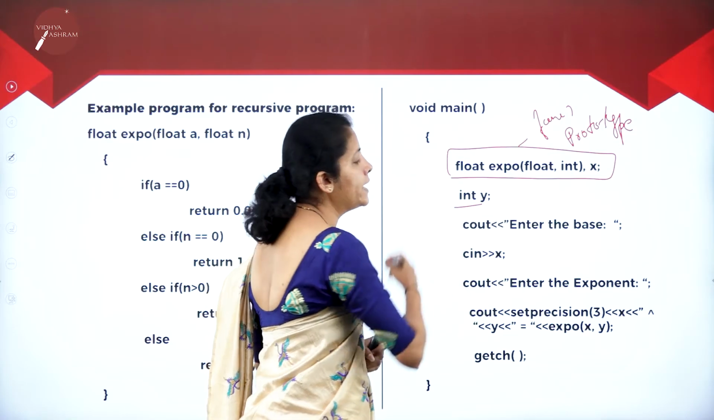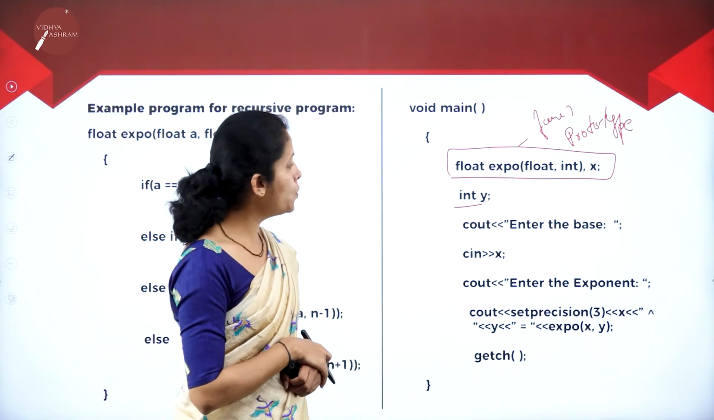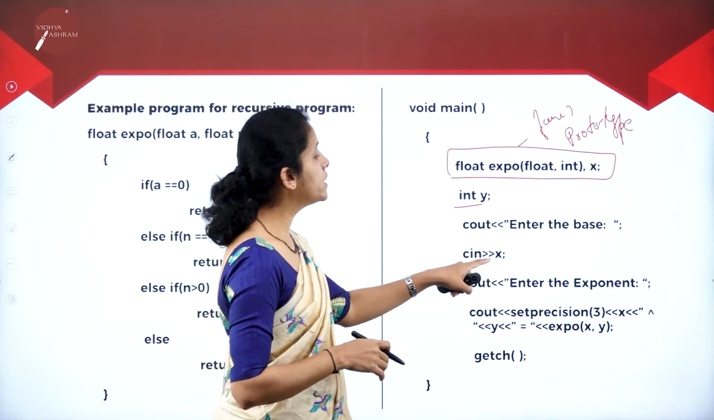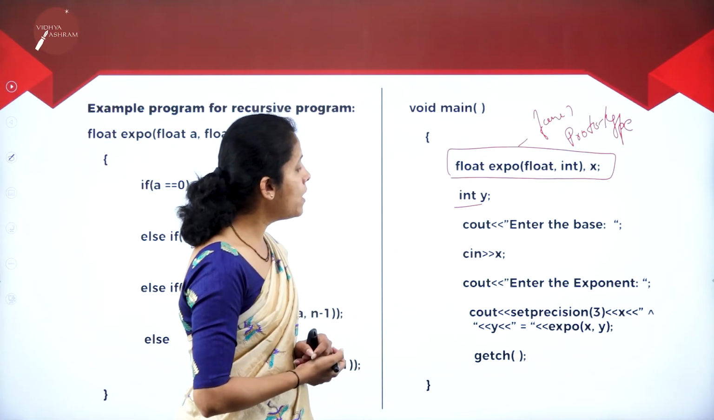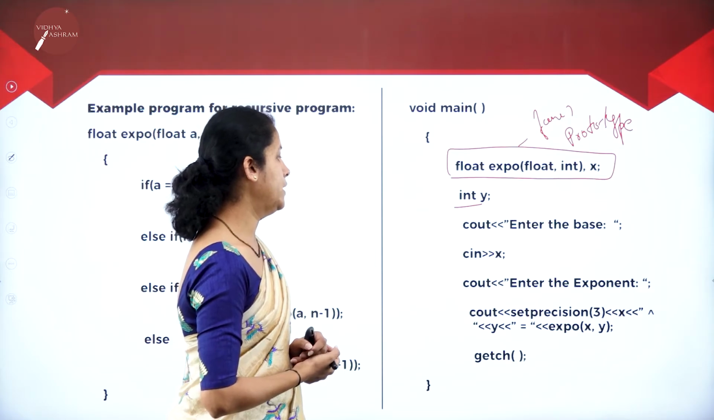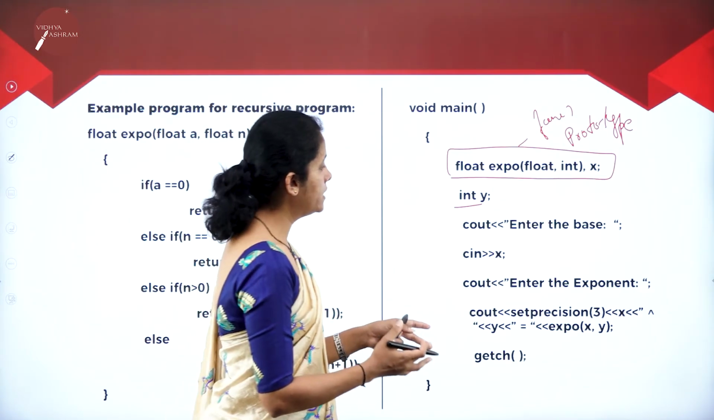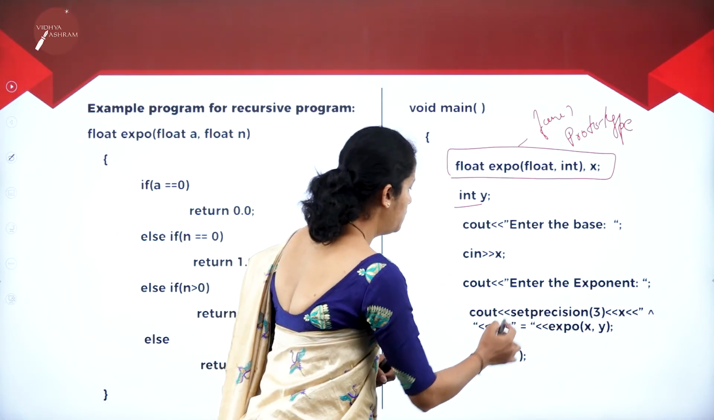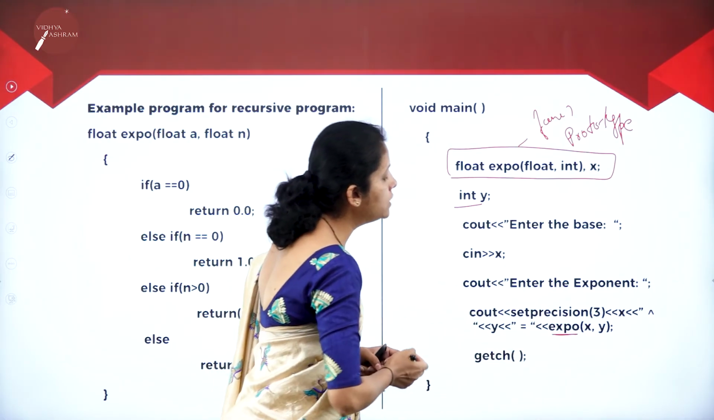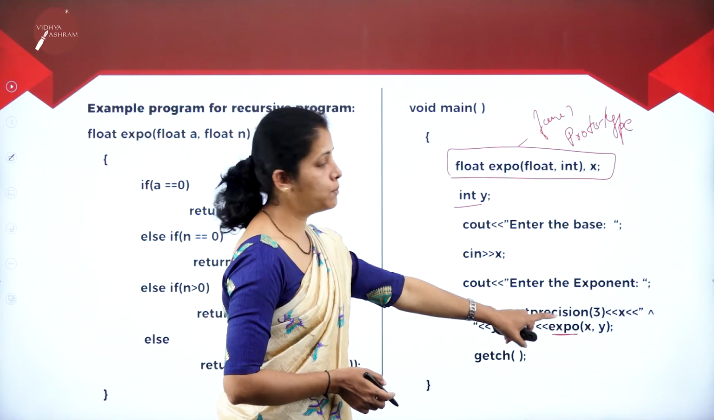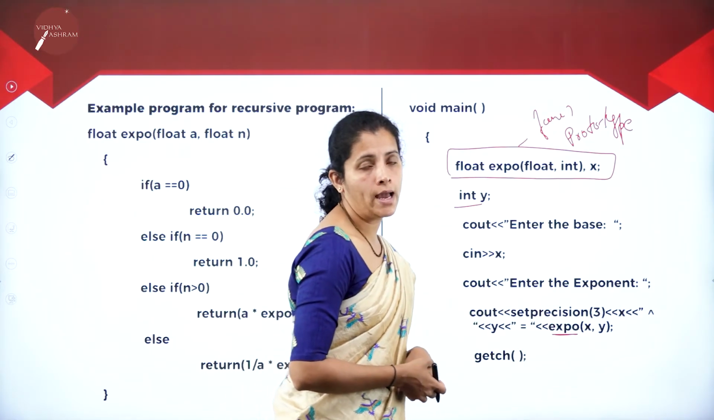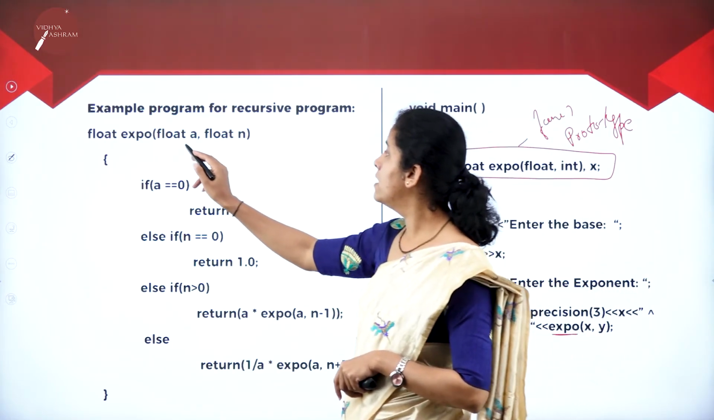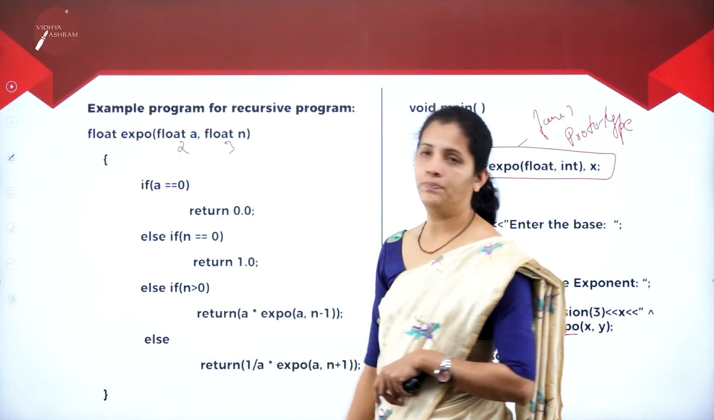Now I'm going to take another variable called y. Now I want to read the base, so I'm going to read the base value. Then I'm going to enter the exponent, and I want to set the precision, that is 3. Here I'm going to call the exponent function, passing the x value as well as the y value, for example 2 and 3.